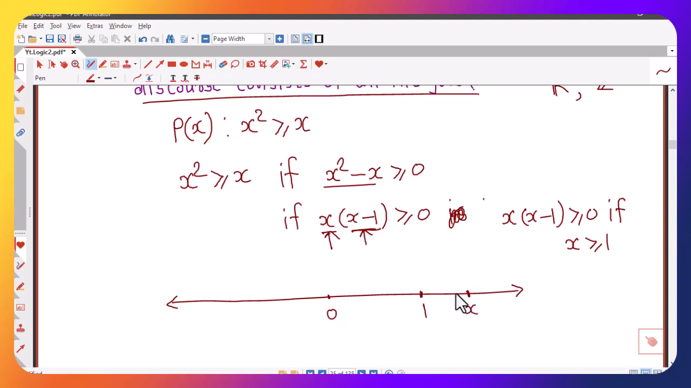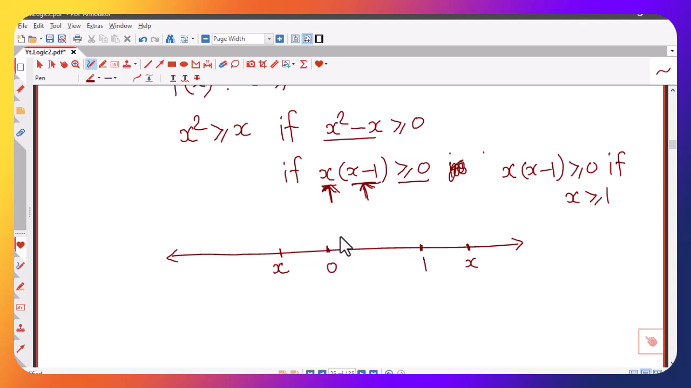If x is greater than 1, then x minus 1 is positive, x is positive, therefore this is going to be positive. Now suppose x is less than or equal to 0, then we can see that if x is less than 0, then x is less than 1 also, therefore x minus 1 is negative. So if my x is on this side, less than 0, then this is going to be negative and this is also negative. So negative, negative, positive. So if x is less than or equal to 0, then this is going to be non-negative.